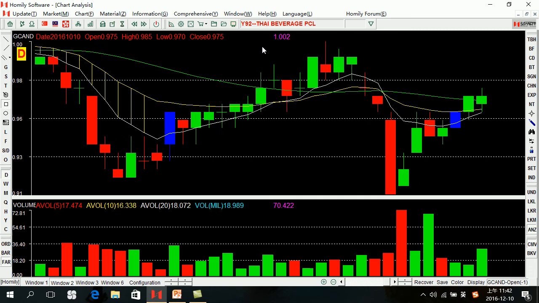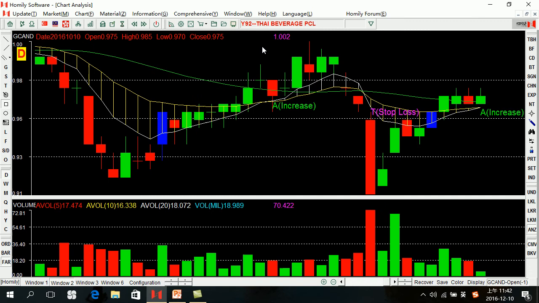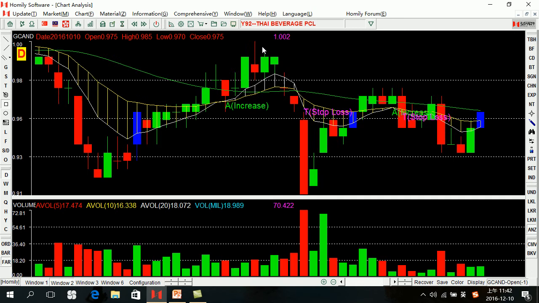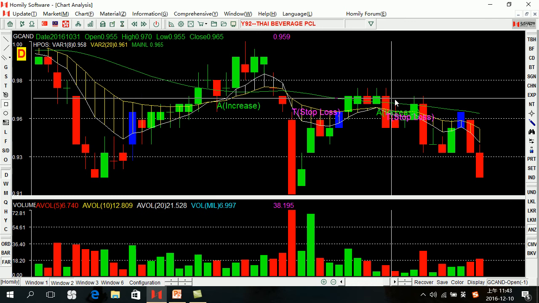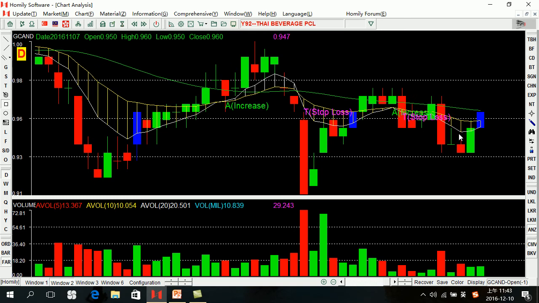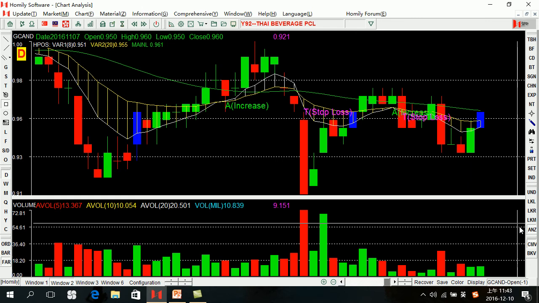So here, increase appears, but the green line is still down, right? So you should see here. Maybe you buy at long point, but here you should stop loss because the green line is still down. This is only for rebound, okay? So we can see here. The blue candlestick appears. Can we buy here or not? Can we buy at this price or not?